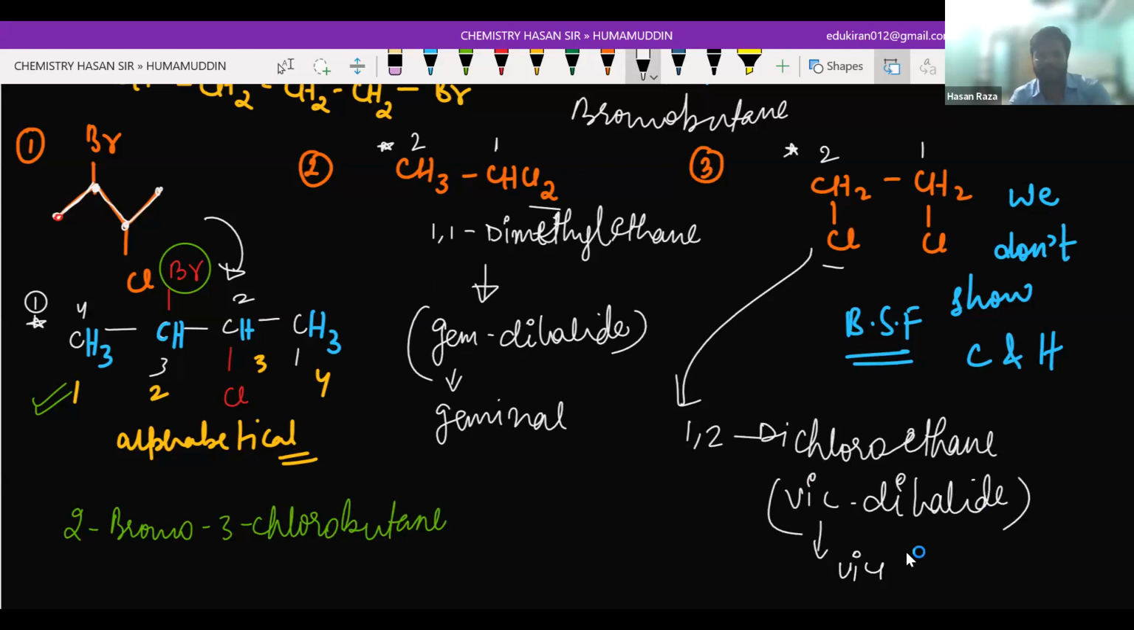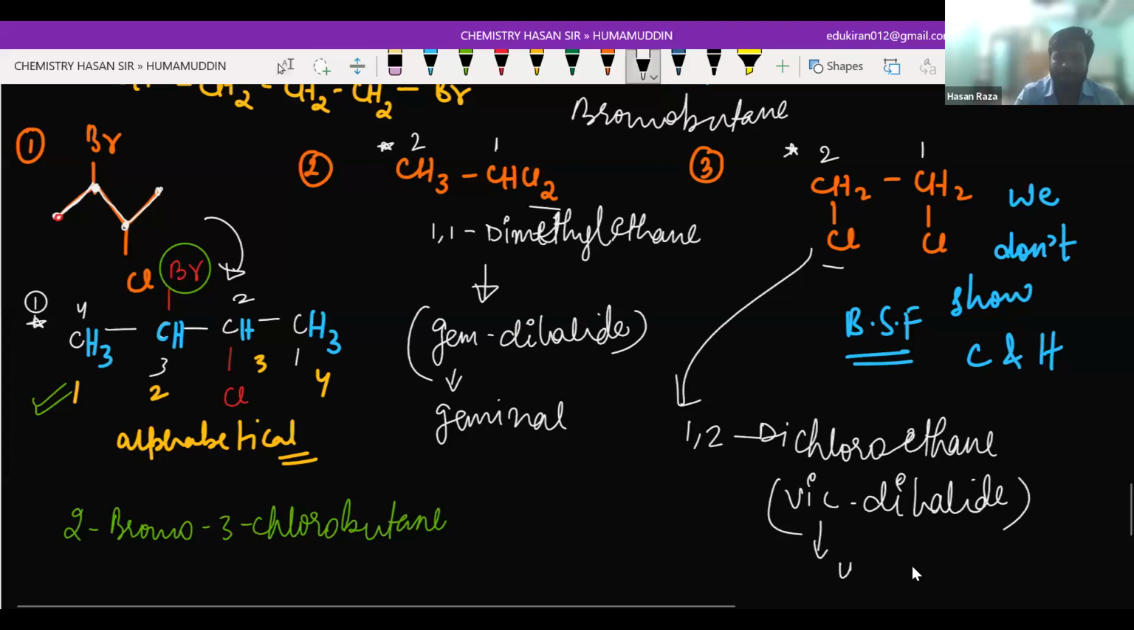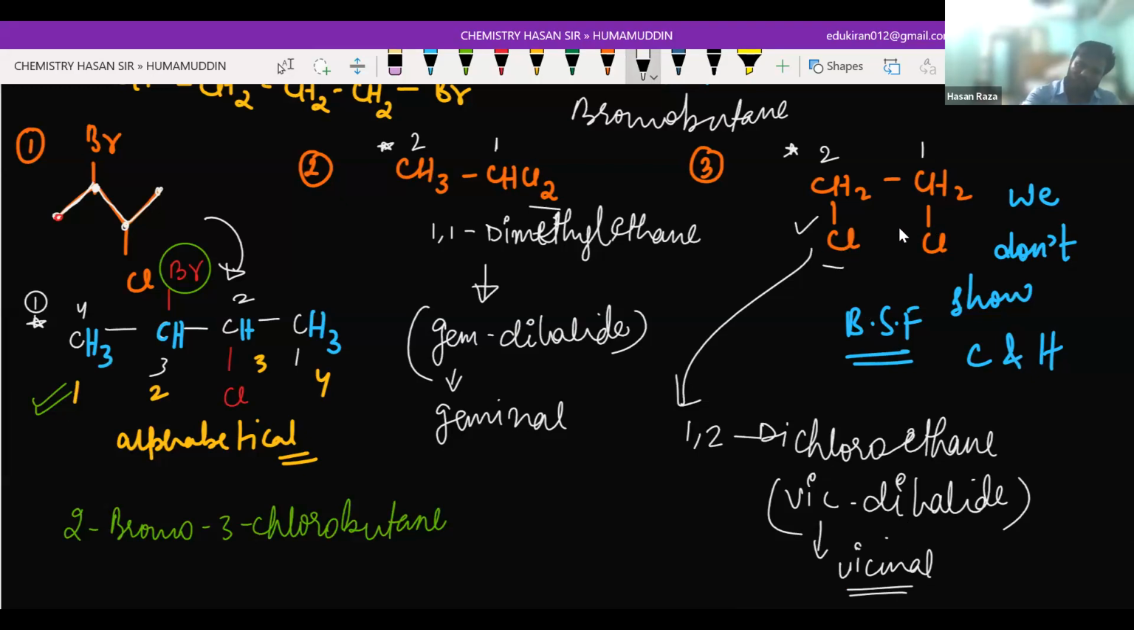Full name. Just wait a minute. Are you able to see the screen? Vicinal. So basically, when halogens are present on adjacent carbons like this, that is your vicinal dihalide or vis dihalide. And when the halogens are present on the same carbon, that is your geminal or gem dihalide.